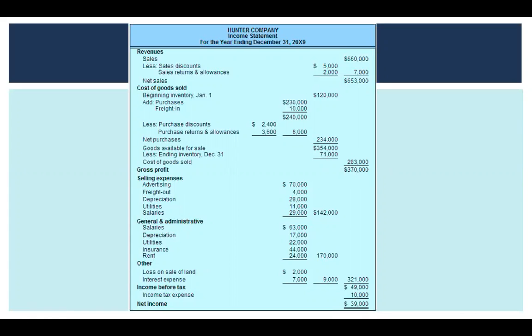If we look at what they categorize as their selling expenses, I just wanted you to see sometimes how these can be broken out. So selling expenses, so this is the advertising, some freight out, maybe they had some samples, things like that. Depreciation, utilities, salaries, maybe the salespeople. Altogether, selling expenses were $142,000. Maybe some of this could have been broken out into some events, things like that.